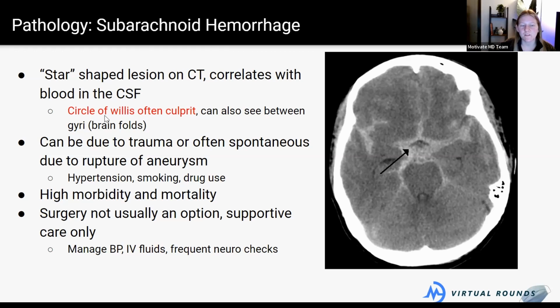Generally, it can be a lot of different places, but I just wanted to emphasize that this can be the circle of Willis, because that's what we're seeing highlighted in this star-shaped appearance. It can be due to trauma, but a lot of the time it's spontaneous, which is usually caused by a ruptured aneurysm. The risk factors for aneurysm would be hypertension, smoking, drug use, maybe also high cholesterol, like we talked about earlier. This one has a very high morbidity and high mortality. It's a very not good brain bleed to have.